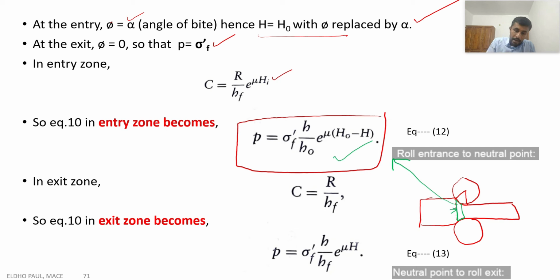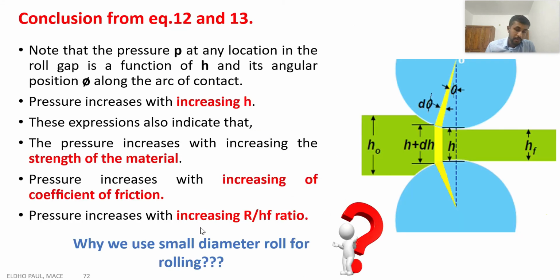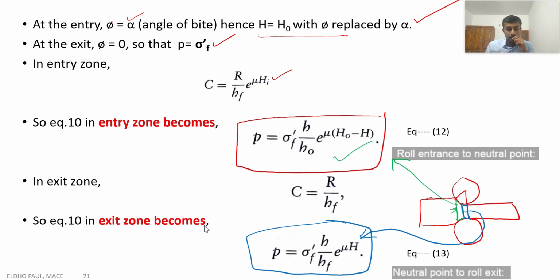And another area is this one, from the neutral point to the exit region. In this region, we can apply this equation for finding the pressure during the metal flow. From these two equations, we have different relations between the different quantities, and we will discuss the relation between the different parameters in this equation.